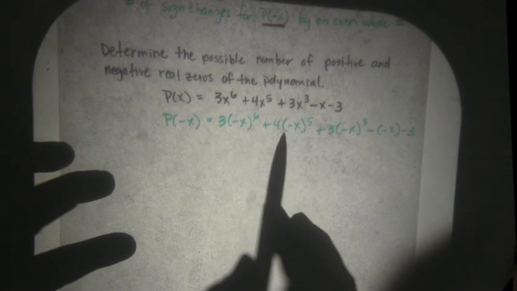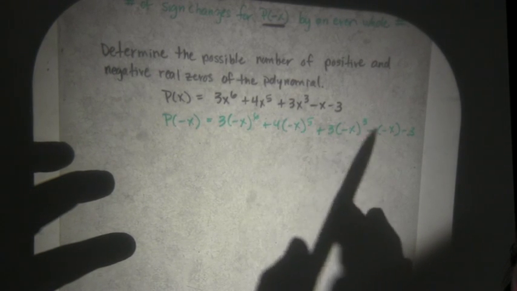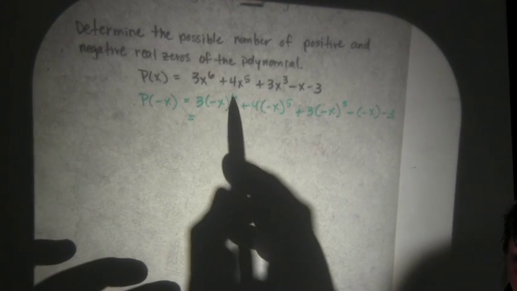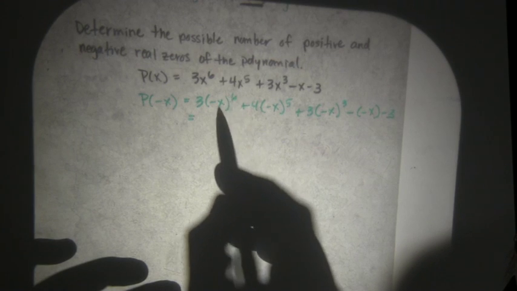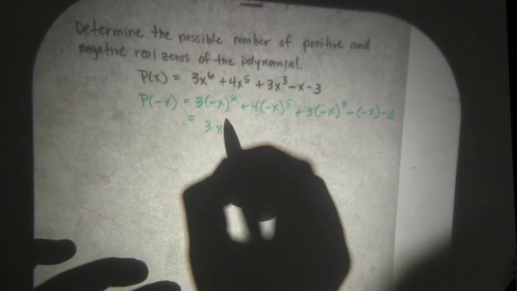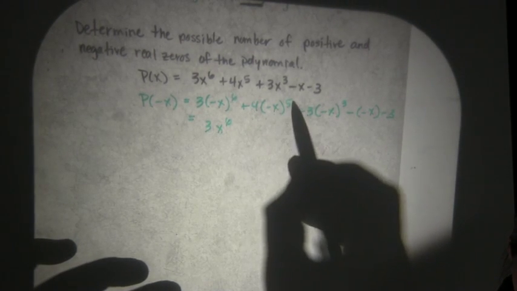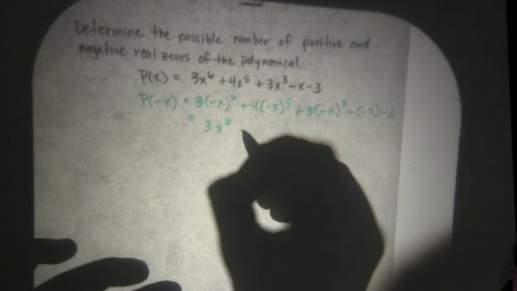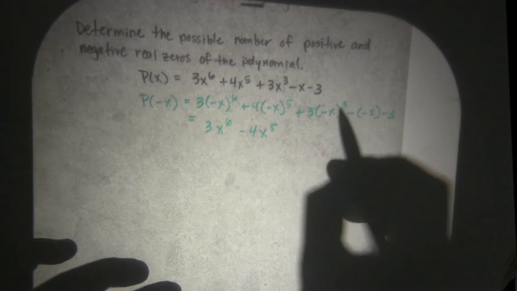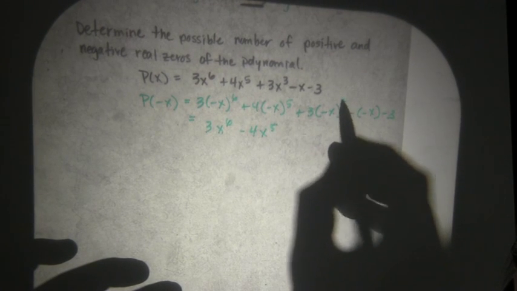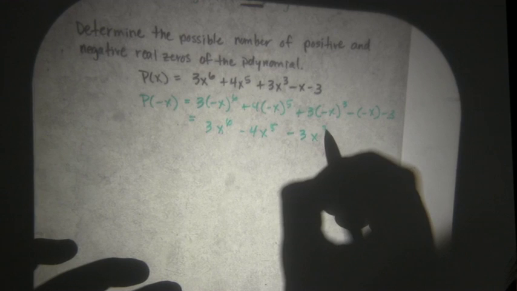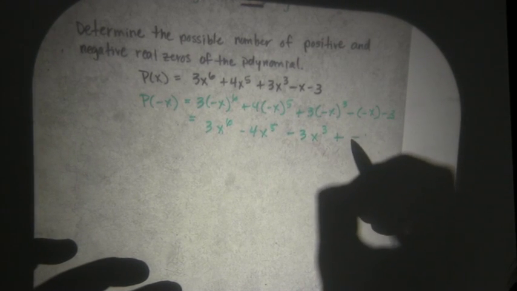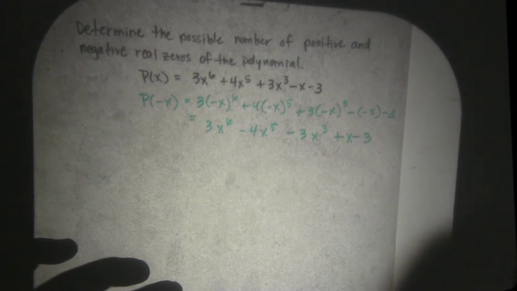So negative x for that, negative x for that, negative x for that, negative x for that. So here we go. If I were to simplify this, a negative x to an even power is going to stay positive. So 3x to the 6th. A negative x to the 5th power, which is odd, is going to stay negative. So negative 4x to the 5th. Negative x to the 3rd power will stay negative. So negative 3x cubed. Negative negative makes this positive, and minus, positive x, and minus 3.